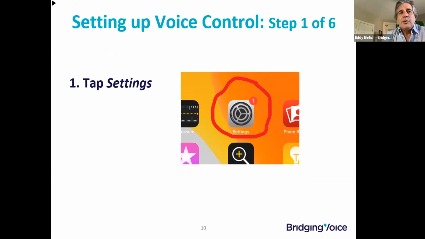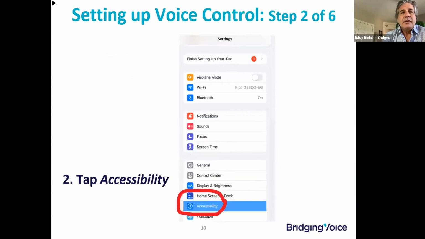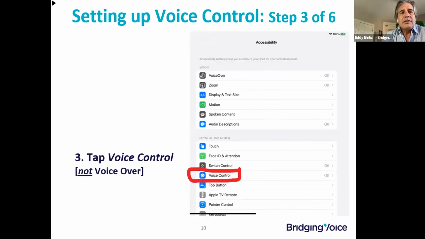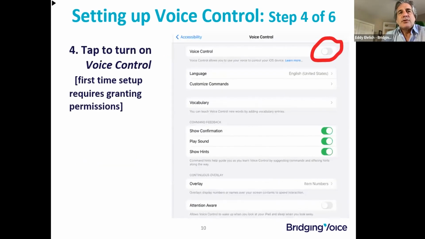These are the 6 steps to setting up voice control. So we tap on settings. 2, tap on accessibility. 3, tap on voice control, not voiceover, which is the first choice, but voice control. 4, turn voice control on. For people doing this for the first time on their device, that slider next to voice control will say set up voice control, so you have to accept permissions to set up voice control.